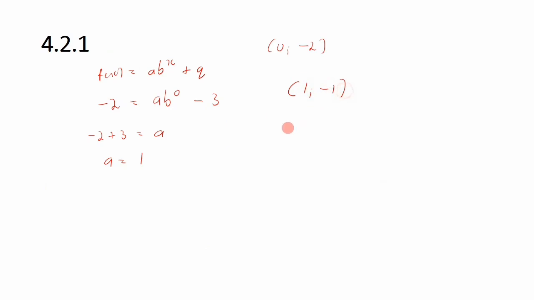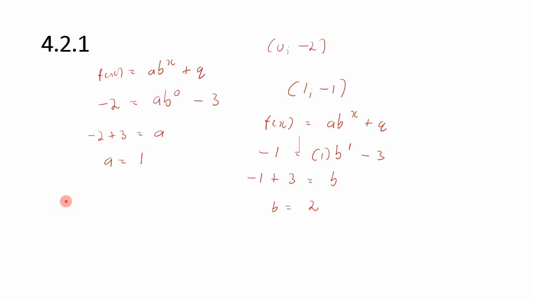So (1, -1), and then we have f(x) = a·b^x + q. Using these values, we have -1 here, and our a we have already calculated. This is 1, and then b here. What is our x here? It's 1. And then what is our q? It's -3. Then if we transpose that to the left hand side, we have b equals -1 plus 3, that gives us 2. So we have calculated the values of a and b.